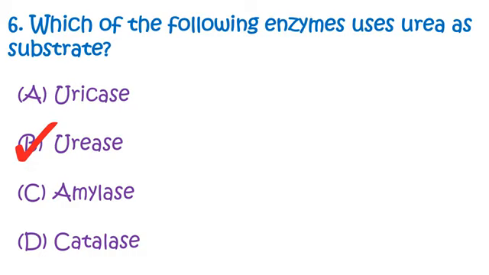The catalase is an enzyme. It is also called as antioxidant enzyme that breaks down the hydrogen peroxide to water molecule and molecular oxygen. It is present in all living organisms those are exposed to oxygen. Uricase is not an enzyme.